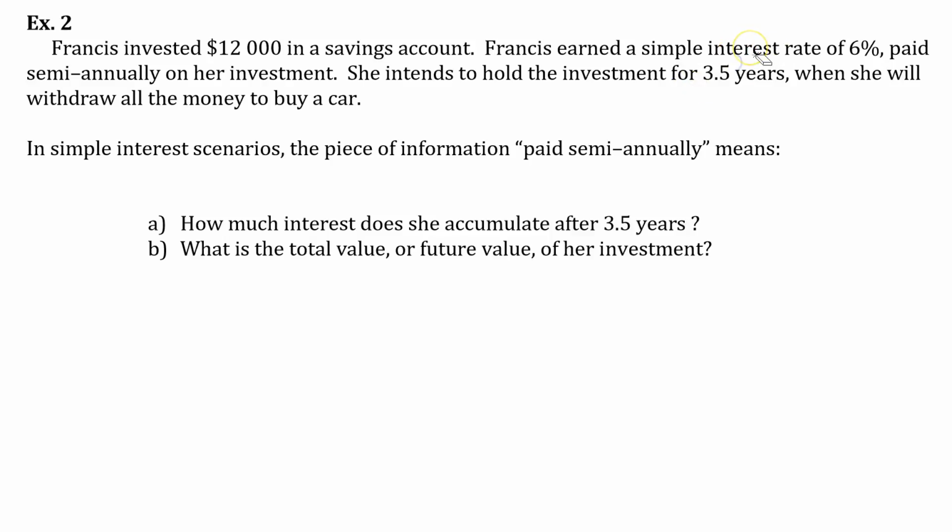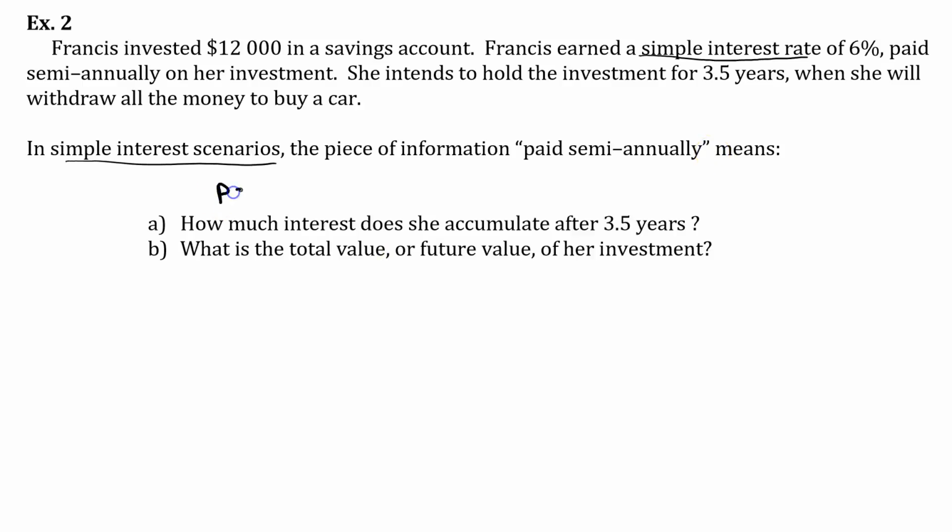So let's start in on the second example here. Frances invested $12,000 into a savings account. Frances earned a simple interest rate, so we're going to use the simple interest formula, of 6% paid semi-annually on her investment. She intends to hold the investment for 3.5 years when she will withdraw all the money to buy a car.